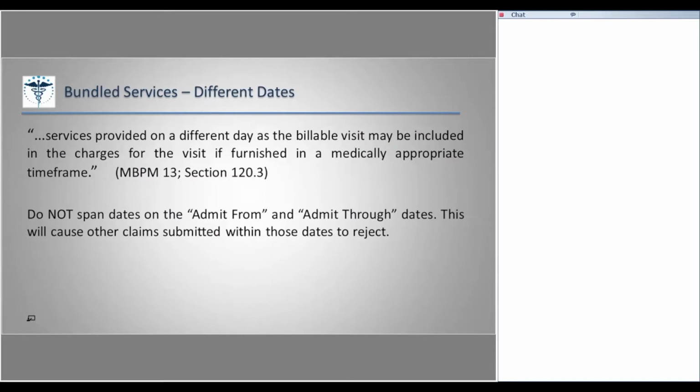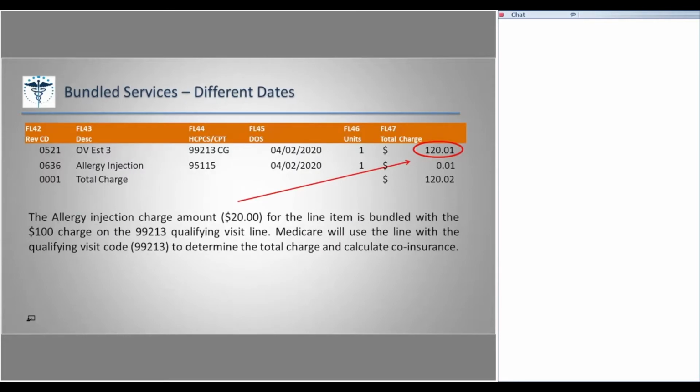We can bundle different dates of service. Again, the Medicare Benefit Policy Manual says if they're furnished in a medically appropriate time frame, which is generally 30 days, but we're not going to span the admit from and admit through dates on the claim. We're going to report the date of service of an encounter. So let's say a patient has come in for an allergy injection. I keep meaning to build this into 4 units of an allergy injection.